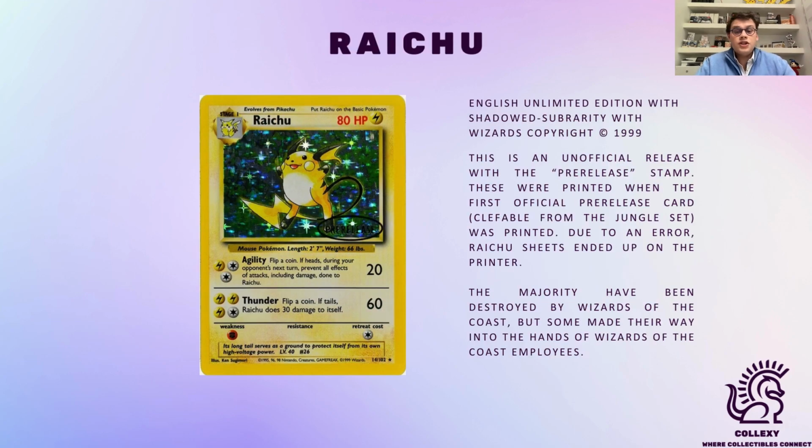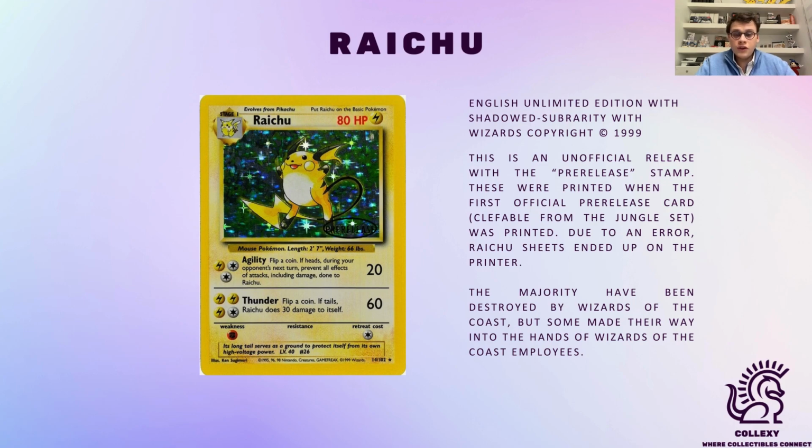Raichu also has an additional variation. The variation here is actually very similar to the English Unlimited Shadowed subrarity with Wizards of the Coast copyright of 1999, but only has one element that is added to it, which is a pre-release stamp in the bottom right corner of the art box of Raichu. This is an unofficial release with the pre-release stamp. These were printed by accident as they ended up on the printer where the Clefables of the Jungle set were being printed with a pre-release stamp.